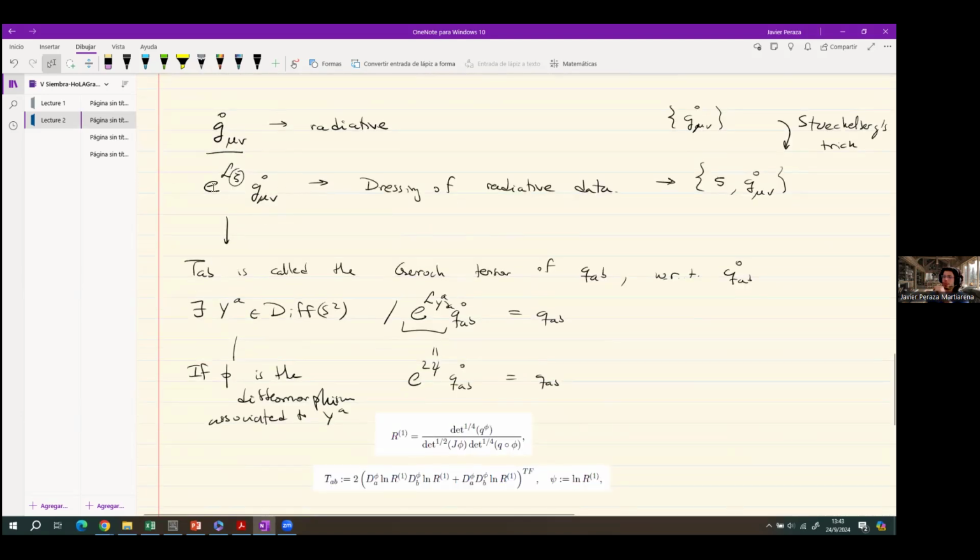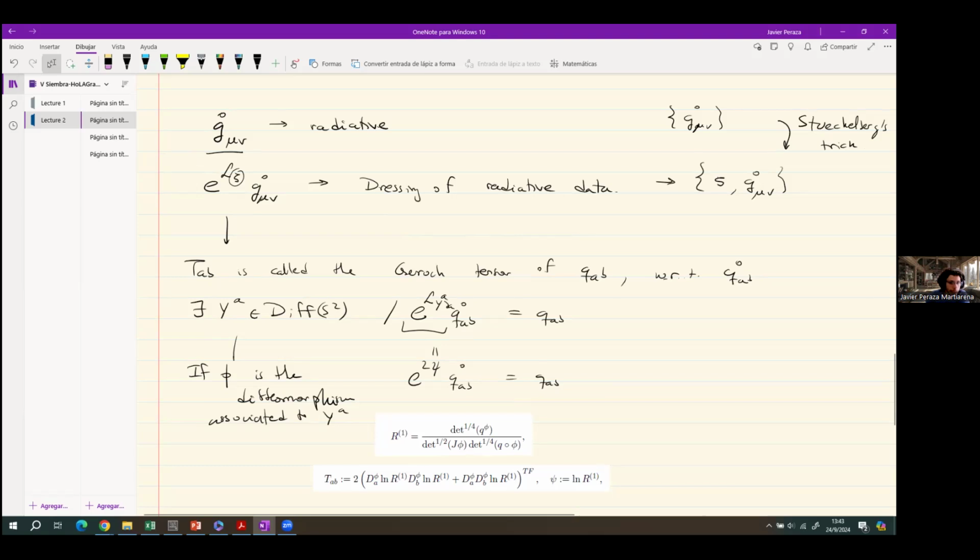So we have the possible diffeomorphisms on the sphere. We generate the possible metrics from the round metric by acting finitely with the diffeomorphisms, and now we have an extension of the phase space by this new parametrization.